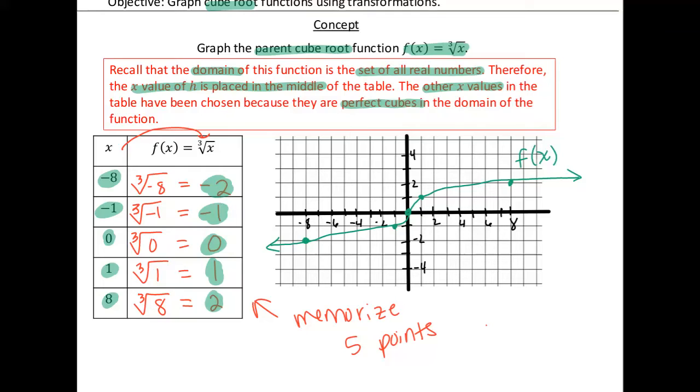Okay, so today we're going to learn how to transform that parent function. We're going to stretch it, we're going to compress it, we're going to shift it to the sides, shift it up and down. We're going to do a whole bunch of stuff to this function, okay?